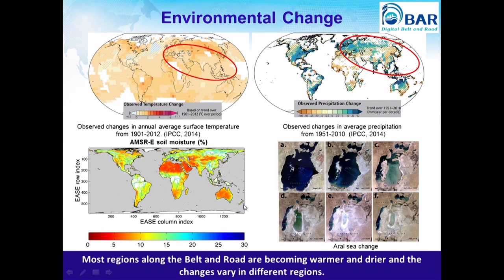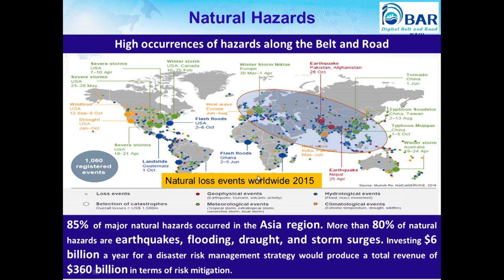One Belt, One Road is a very nice plan, looks like a dream, but faces a lot of challenges. What kind of challenges? You can see environment change, climate change, warming, drought, flood around these cities. This is the hemisphere. And natural hazards.